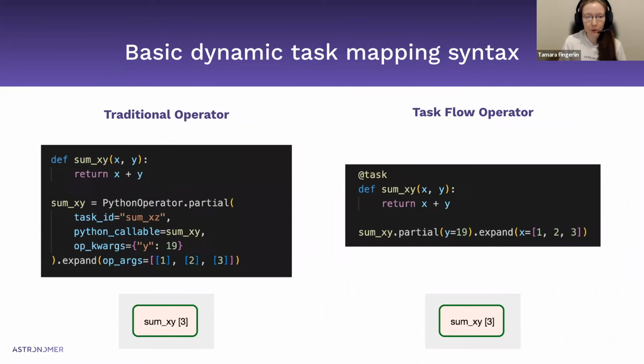And here we map over the op_args parameter. And you can see here it's a list of lists. This is just because the op_args parameter always expects to receive a list, even if it only has one element. So that's one thing I recommend. If your mapping doesn't turn out the way that you expect it to, double check in what form your parameter expects its input, and make sure that every element of the list that you put in is in that form. But this traditional operator does the exact same thing as the TaskFlow operator on the right side, and we end up with the same result.